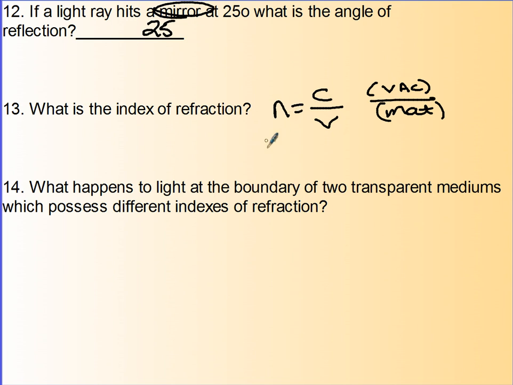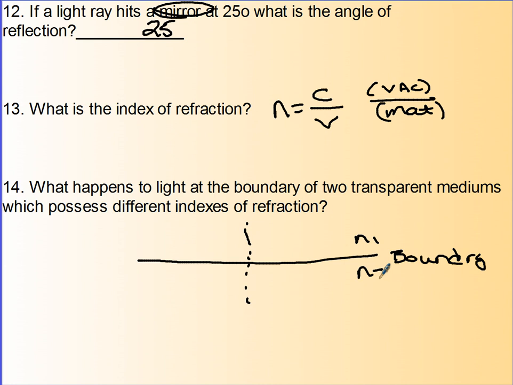What happens to light at the boundary of two transparent mediums which produce different indexes of refraction? Well, say this is my normal, this is my boundary. And say this has N1 and this has N2. A light ray is going to come in and it's going to bend either toward or away from the normal. So the answer is it's going to bend.